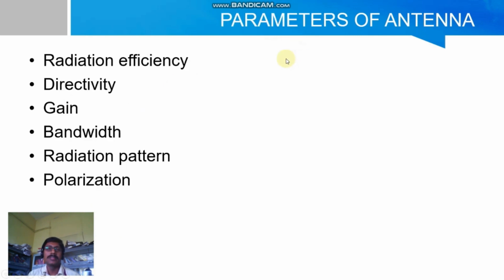What are the parameters of antennas? These are some of the main parameters governing the antenna design: radiation efficiency, directivity, gain, bandwidth, radiation pattern, and polarization.